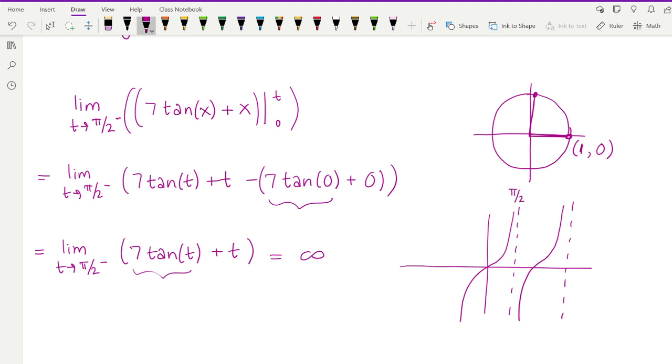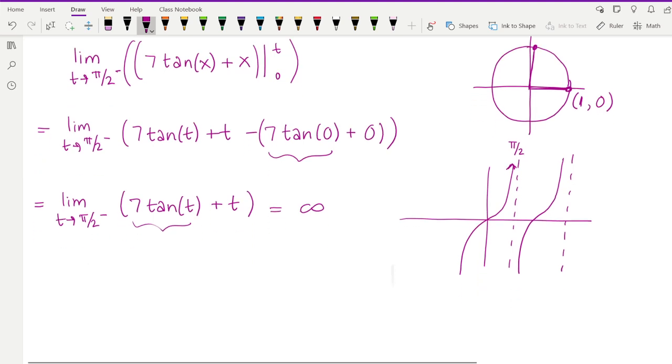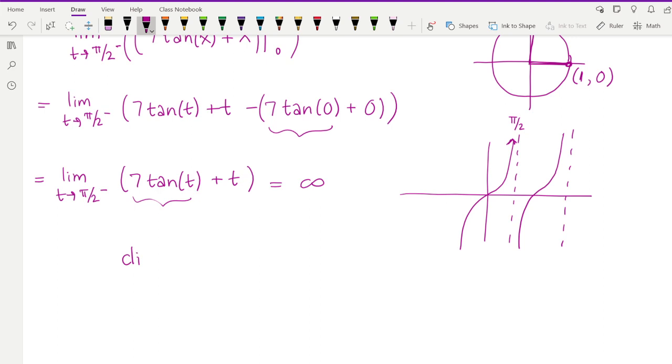If we see what is happening to the outputs of this graph as our inputs approach pi over 2 from the left, we can see the graph goes up, right? And so the limit is infinity. This tells us that this function diverges, or this integral diverges.